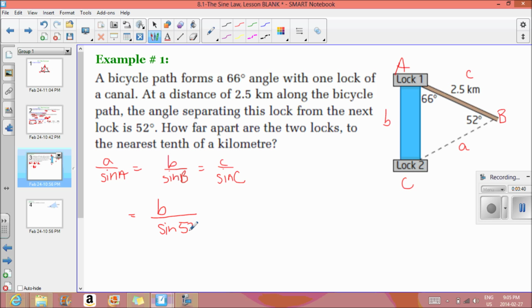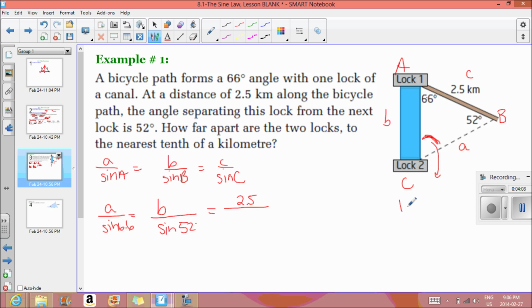And it's over sine 52 because we knew what the big B was. If we look at C, we don't know what this angle is for big C, but we do know that its side length is 2.5. And if we look at A, we don't have a side length for A, but we do have the angle. Now, this is the case where you're given two angles and a side length. It is possible to find this.